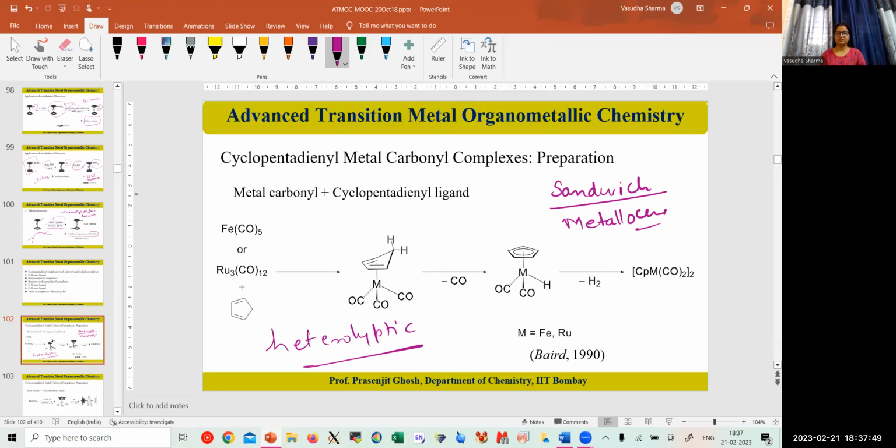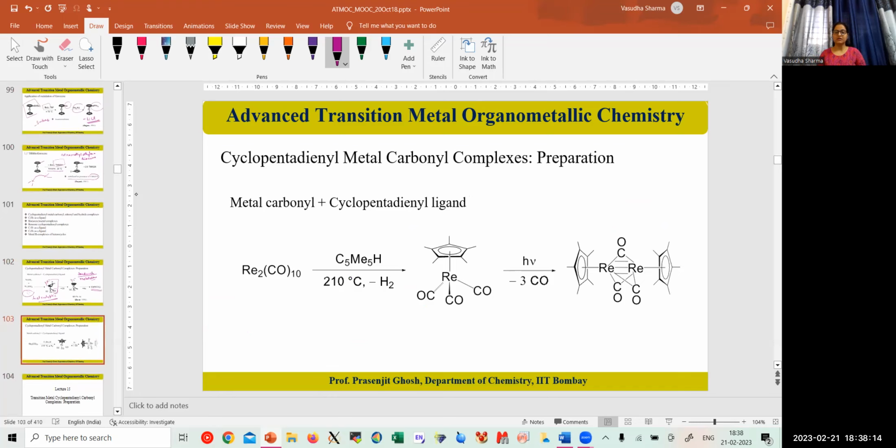So here is one reaction where iron carbonyl or ruthenium carbonyl has been used, and they have been treated with a cyclopentadienyl ring, which will give you this kind of moiety. On the further loss of carbon monoxide, it will attain its eta 5. Right now it's eta 4. With the loss of H2, it will give you a dimer. These are the reactions which were found in 1990.